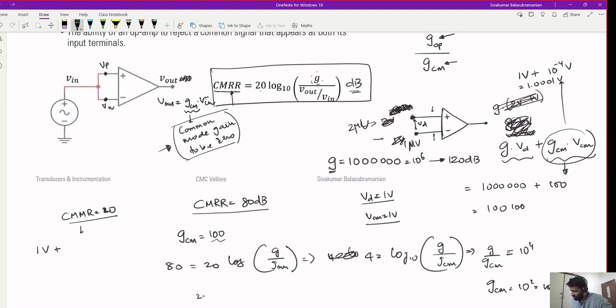No, it's 20. The common mode rejection ratio is 20. Yeah, I'm sorry. Yes, you're right. Yes. So it will be 10 power minus 5. No, sorry. What did you say? No, it must be 0.1 volts. So it will be 1.1 volts.